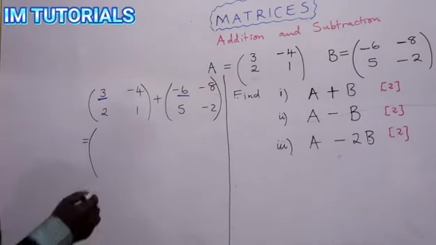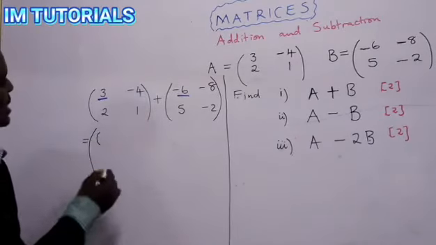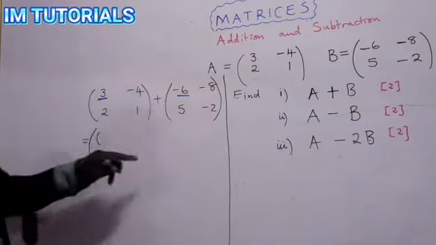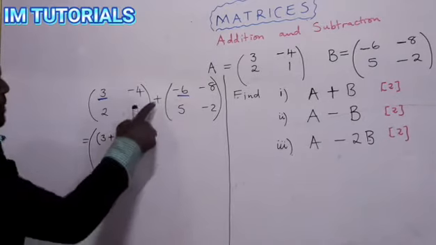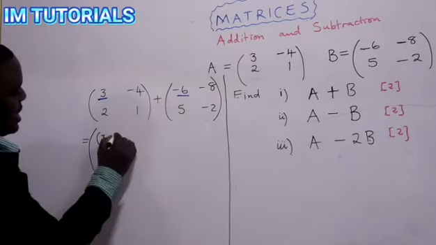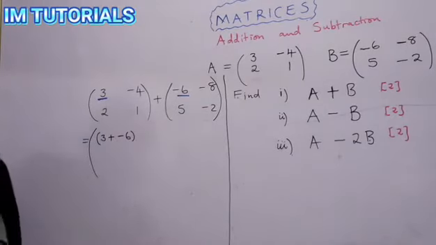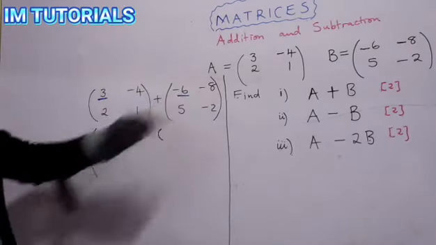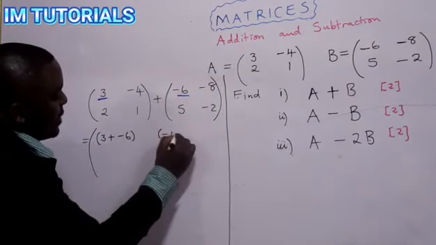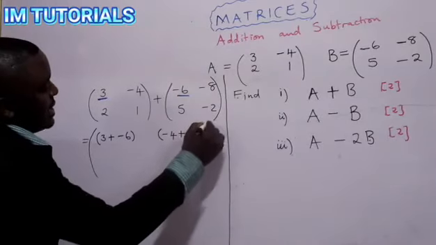So what I'm going to do here, I'm going to put a smaller bracket so that I combine 3 and minus 6 through addition. So you write 3 first. Then you put the plus sign in between the brackets. Then you put minus 6. I hope you are listening. Then move on to minus 4, which combines with minus 8. So I'm going to write minus 4, then you put plus, then you write minus 8.